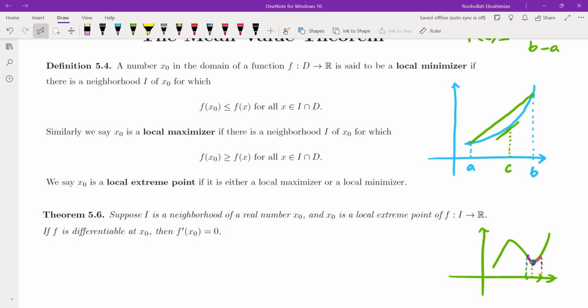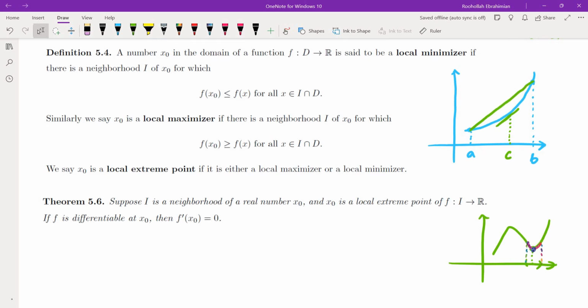And we say a point x naught is a local maximizer if the exact same thing happens except that f of x naught is greater than or equal to f of x for every x inside I intersection with D, instead of less than or equal to. We say x naught is a local extreme point if it is either a local maximizer or a local minimizer.